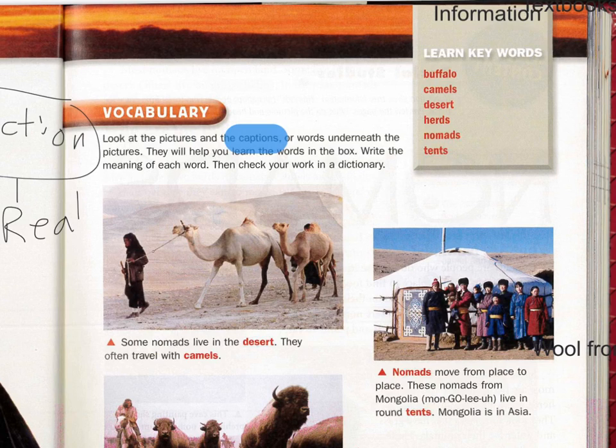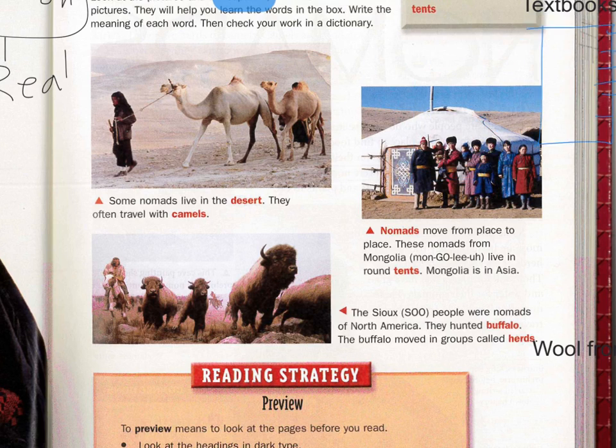We're going to write each word in your notebook. Here are the words that you need to write in your notebook. We're going to find out what is buffalo, camel, desert, herds, nomads, and tents. What are those words? Some nomads live in the desert. They often travel with camels. You say it. Some nomads live in the desert. They often travel with camels.